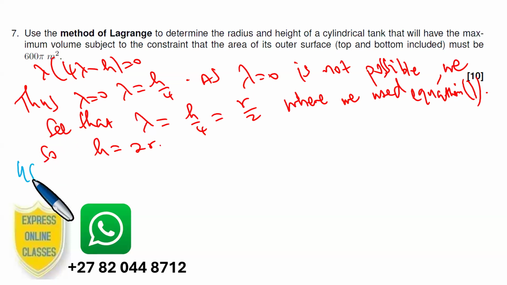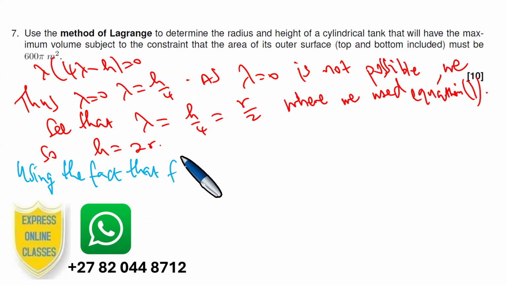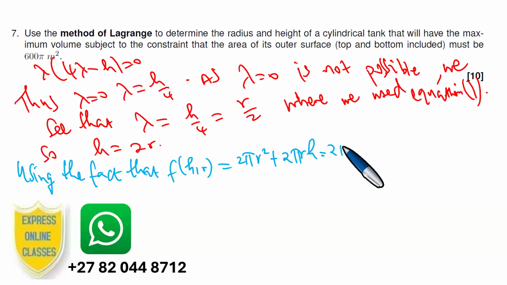Using the fact that F, the surface area, is 2 pi r squared plus 2 pi r h, which is 2 pi r times r plus h. Okay, we got F to be like this. Why is F like this?